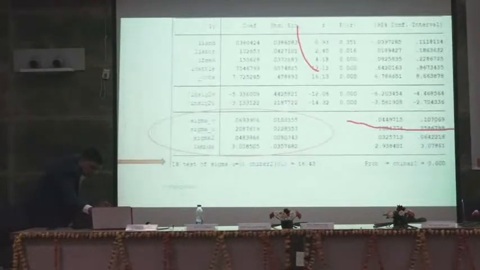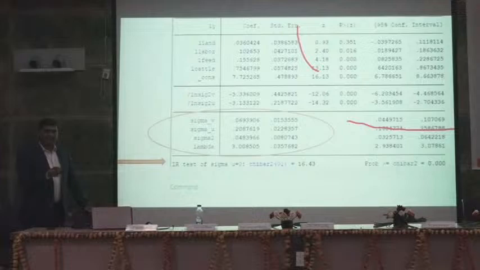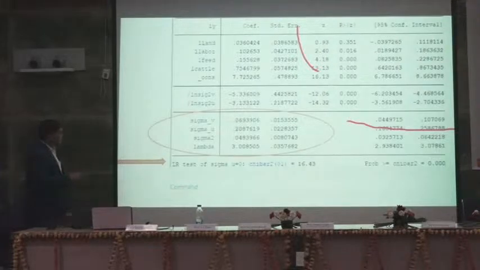Now you can check that. Okay. This one is the U. So this one is the V. In the previous model, we have two terms, U and V. U is the inefficiency term, and V is the random error. You can say white noise. Right? So this is the coefficient of sigma U and sigma V. You can check this is 0.20 and this is 0.06.